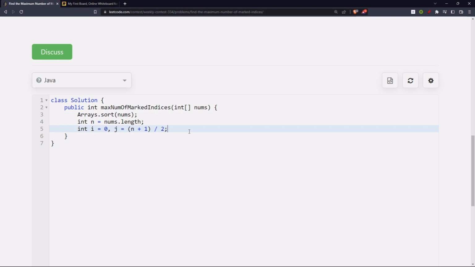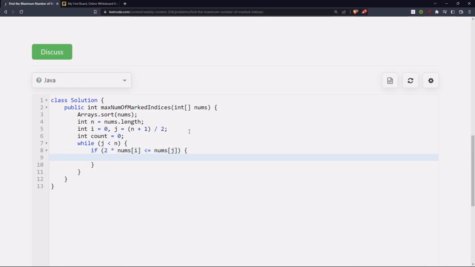Okay, and let's have a count variable 0. Now while j is less than n, if 2 into nums of i is less than or equal to nums of j, that is the given condition, count plus equals 2. We used 2 indices, right? So that's why we will increase count by 2. i plus plus and j plus plus, we used both the indices at the first half and second half, so we move both of them up. Otherwise we will only move the j pointer.